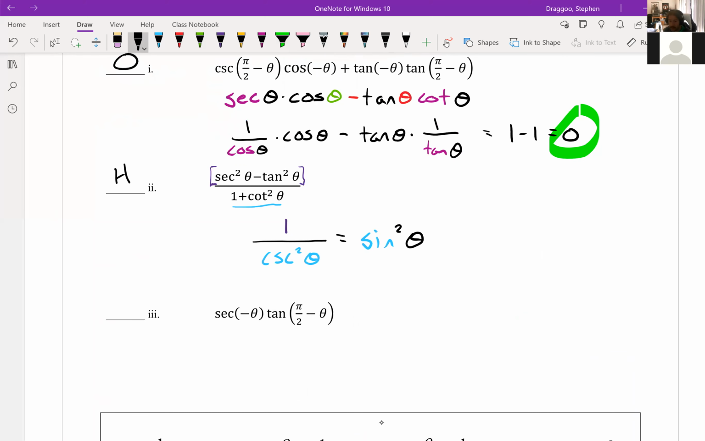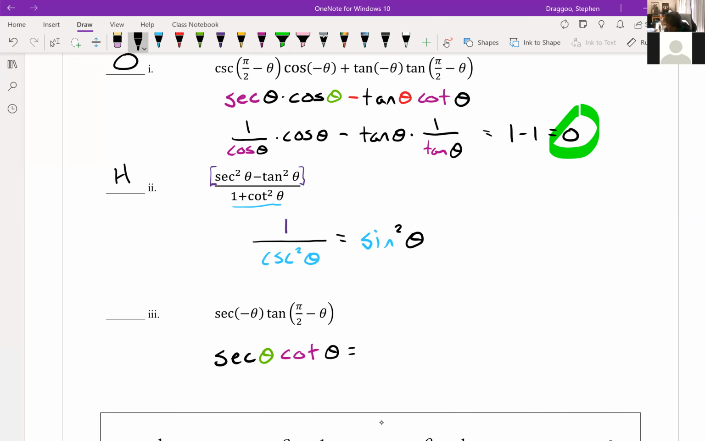All right, and up last, secant of negative theta times tangent of pi over 2 minus theta. Secant, again, just like cosine, is an even function. So secant of negative theta is just secant of theta times tangent of pi over 2 minus theta. I'll need a cofunction identity, so that thing is cotangent theta.